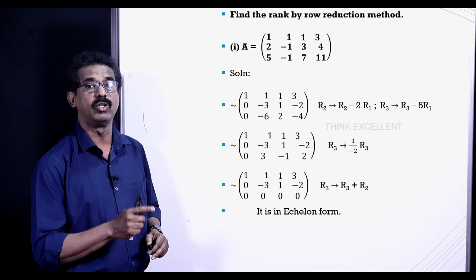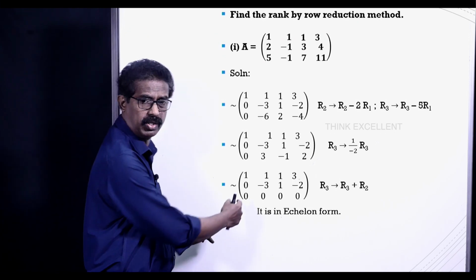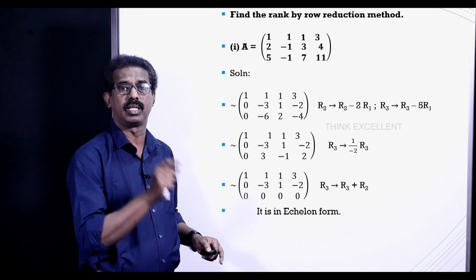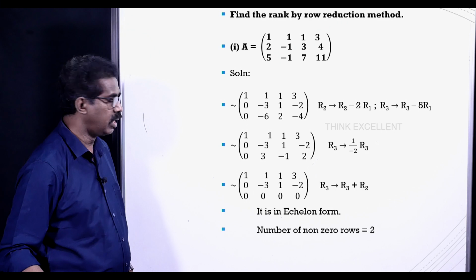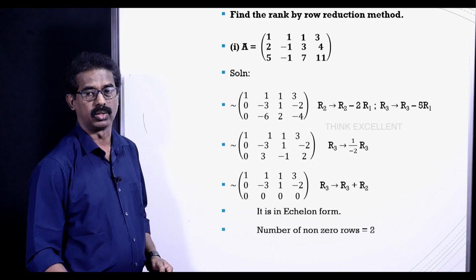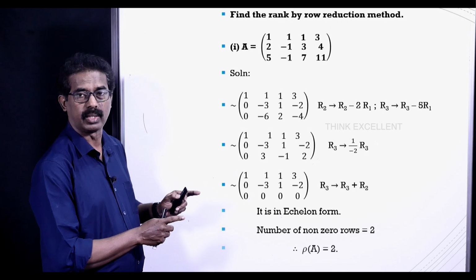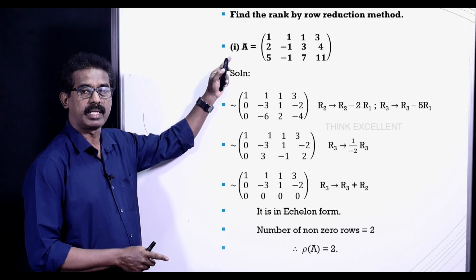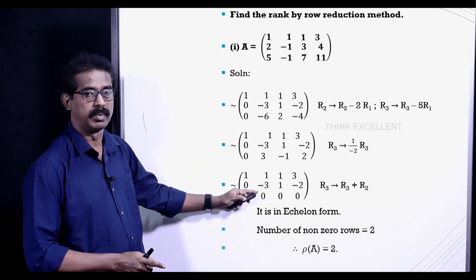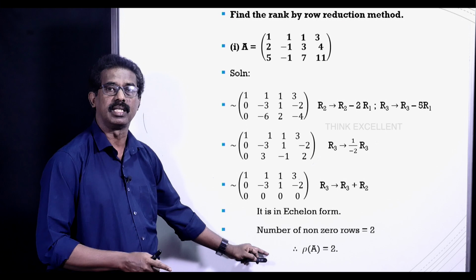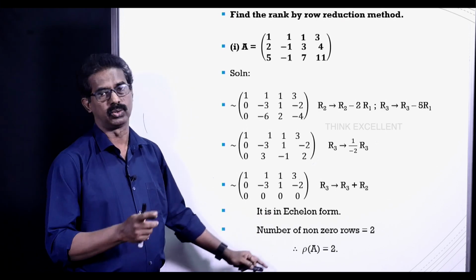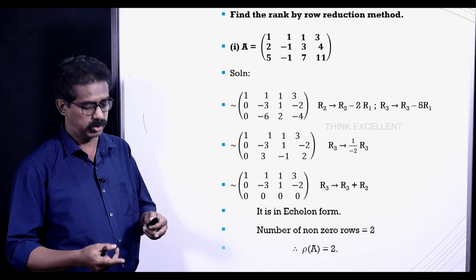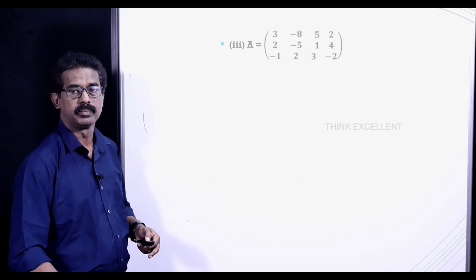Now you count how many non-zero rows. Last row fully 0, leave that. Other 2 rows. So the number of non-zero rows is equal to 2. Therefore, the rank of the matrix is equal to 2. So these are the 3 lines to write. First, reduce the given matrix into echelon form. Then you write the 3 lines: it is in echelon form, number of non-zero rows 2, and the rank is equal to 2. Okay. But you have to practice more sums. We will see another question.